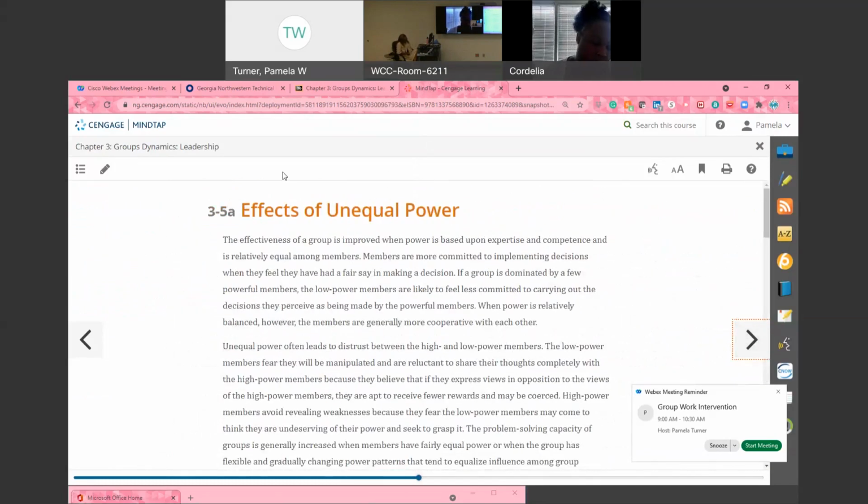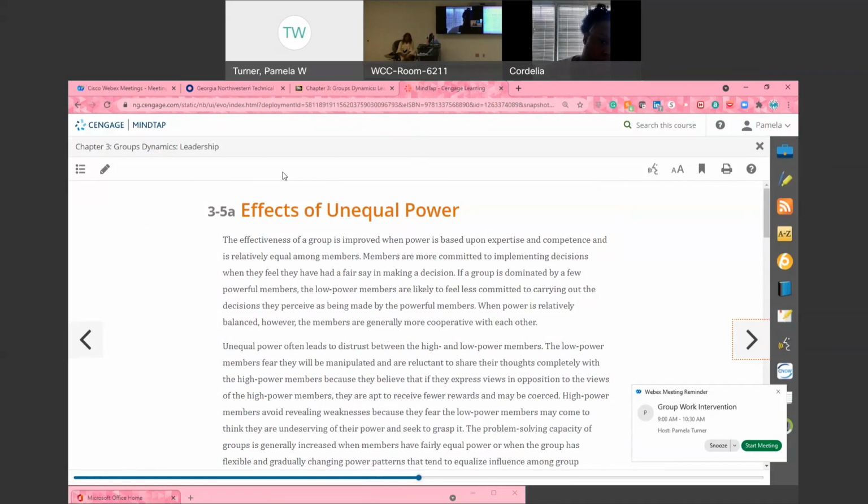So, unequal power. Okay, and again, the goal is that in any group setting, we should all have input, we should all have say-so. The effectiveness of a group is improved when power is based on expertise and competence, and is relatively equal among group members. Members are more committed to implementing decisions when they feel they have had a fair say in making them. We all like to have input.